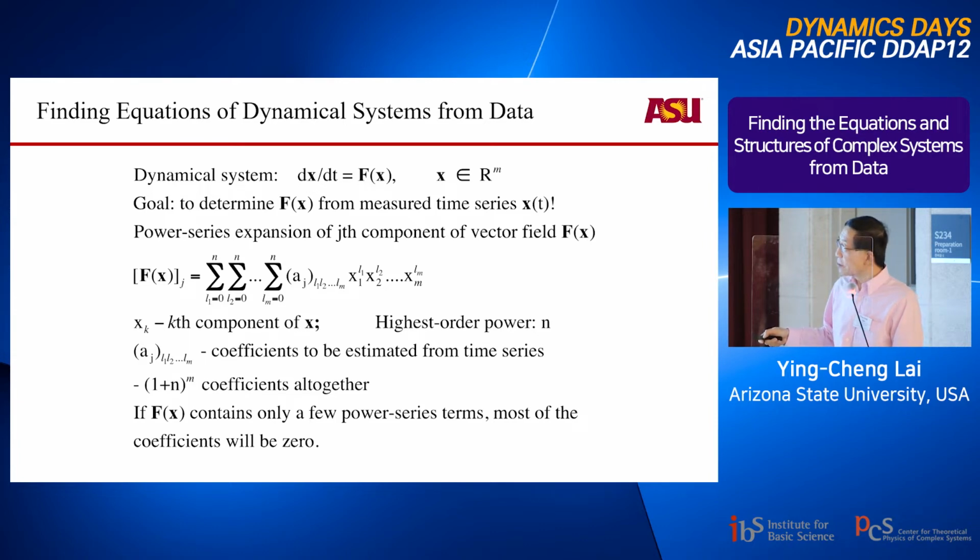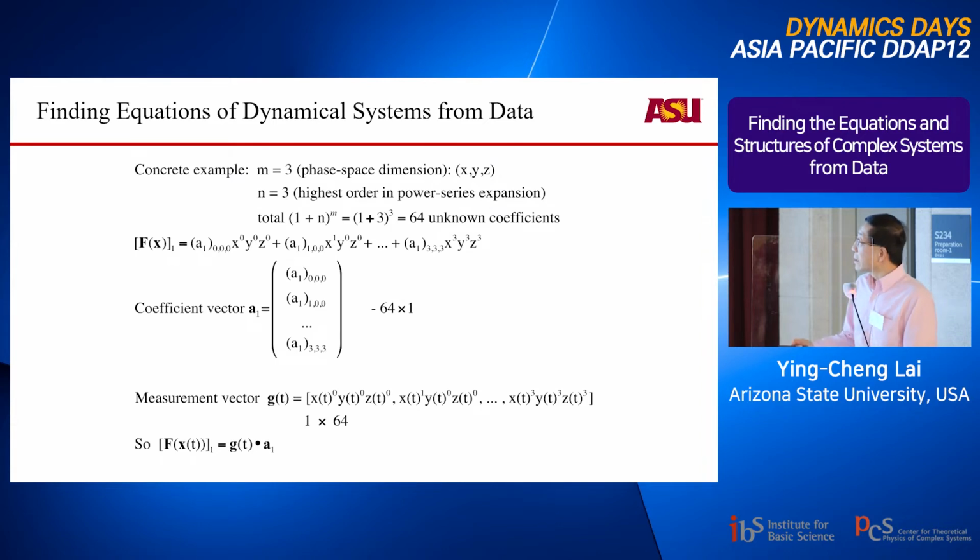Now, if most of those elements are non-zero, then I'm not doing anything useful. Basically, it's the same problem as before, okay? But the catch is, if most of those coefficients are zero, then you can do something about it. If we expand up to order n, there will be (1+n)^m coefficients altogether, and m, of course, is the dimension of this vector x. Now, like I mentioned, if f(x) contains only a few power series terms, most of the coefficients will be zero, and that is good news for us. And this applies to regular chaotic systems like the Lorenz system, Rössler system, and so on, and even includes a bunch of standard partial differential equation systems we study quite often. All right, so now let me give you a concrete example.